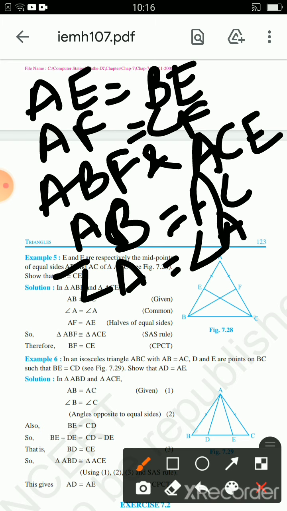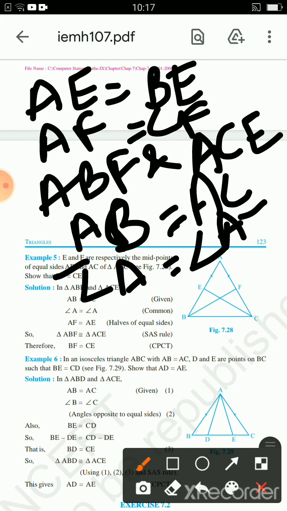And when AB is equal to AC, then also half of AB will be equal to half of AC. Actually, the half of AB is equal to BE, or you can say AE, you can take any side, and half of AC is equal to AF and FC. You can take whichever side is convenient for this proof.